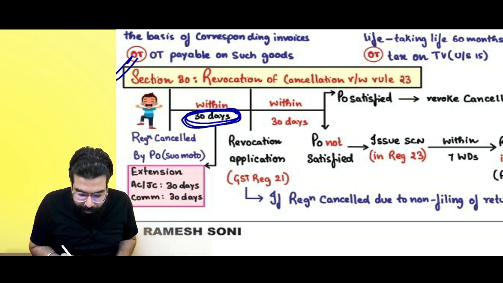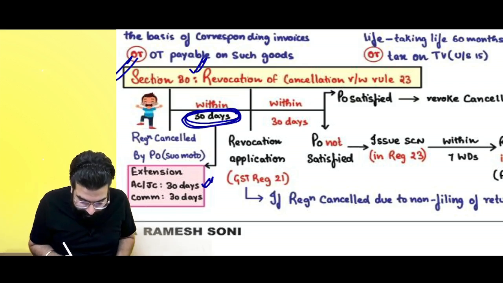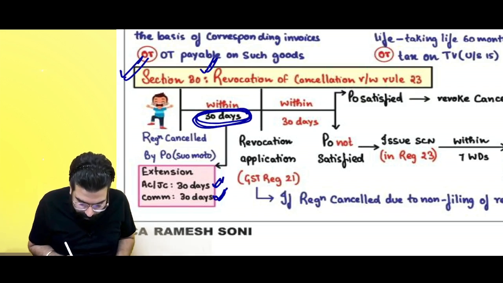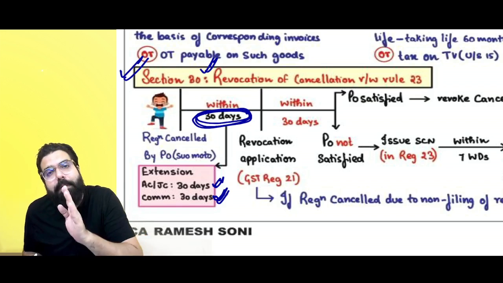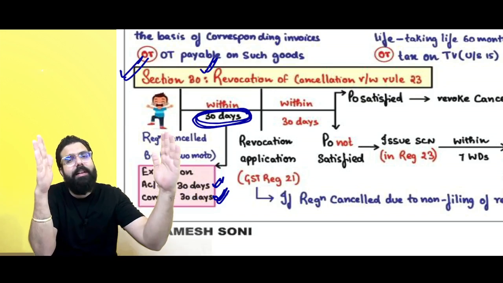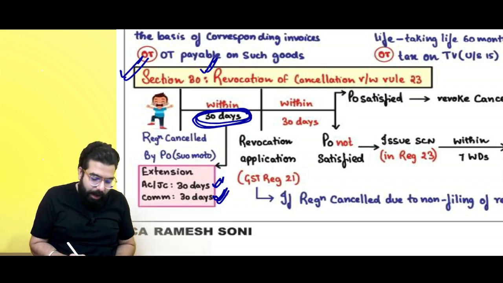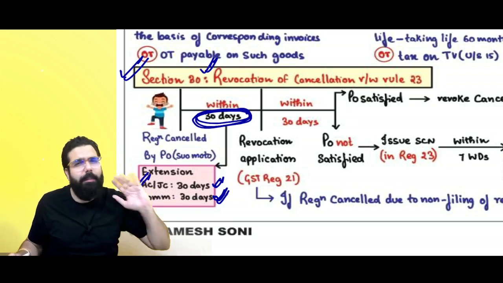Further, in section number 31, an amendment was done that the additional commissioner, joint commissioner or the commissioner can extend the time limit by a further 30 days. So 30 days was allowed to apply for revocation. Additional 30 days plus a further additional 30 days also could be allowed by whom? Additional commissioner, joint commissioner or the commissioner.